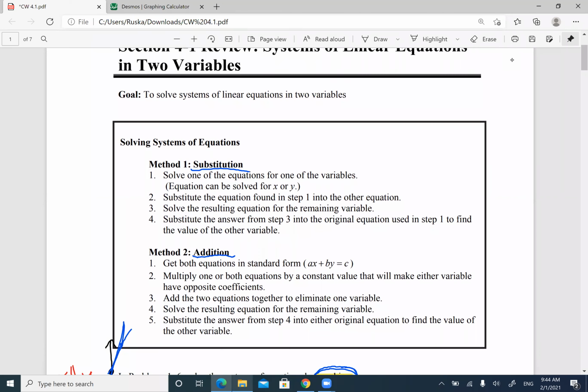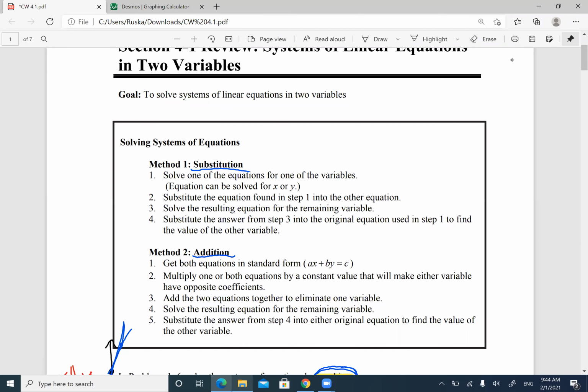When you do the substitution method, these are the steps you're going to take. First, you solve one of the equations for x or y. Pick which one you want, it doesn't matter. Then after you solve it for x or y, you substitute, you plug it into the other equation. And then you solve the equation because one of the variables is going to cancel out. Then you go back to the first step and find the other variable. Remember, you have to find two numbers, one for x and one for y. And I'm going to show how that works.